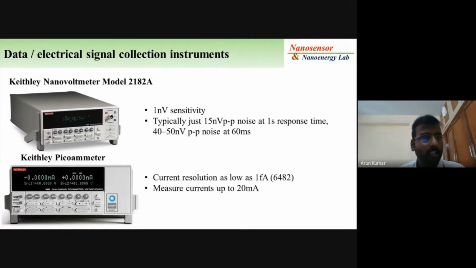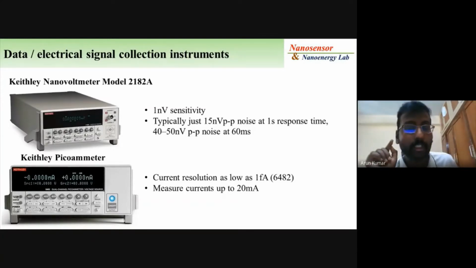One is the Keithley nanovoltmeter. This device has a high sensitivity, 1 nanovolt, and typically the noise is low. One more thing is that this device's input impedance is around 100 megaohm. Keep this term in mind. I'll explain why I stress that number.